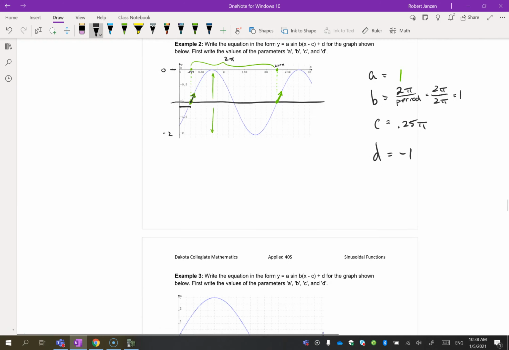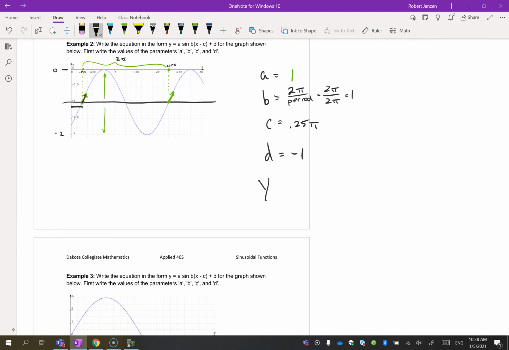Okay, so if I want to write the equation, it's y equals 1 sine 0.25 pi. Oops, sorry, that's not right. I want to put the b value there. B is 1, x minus 0.25 pi, minus 1.